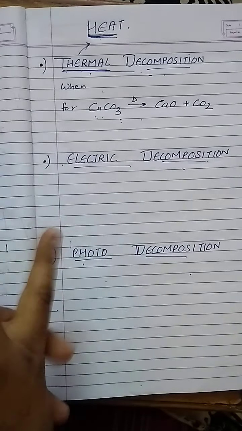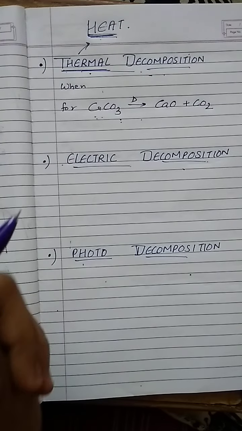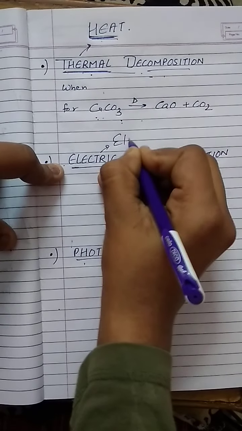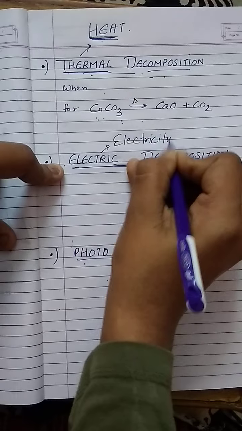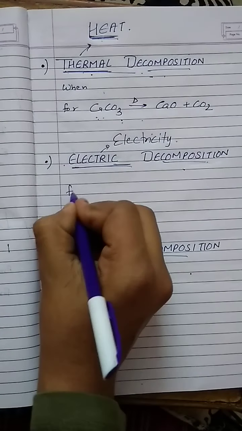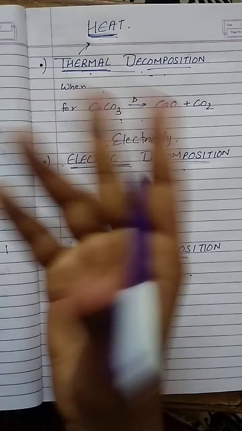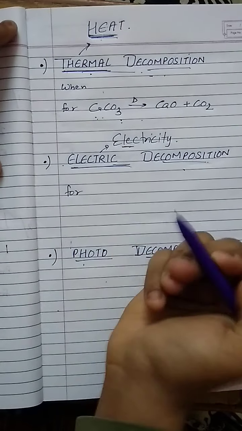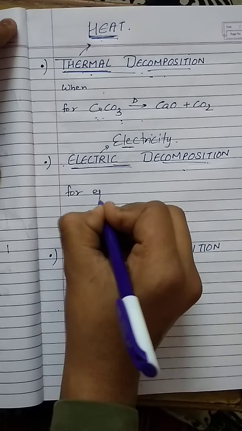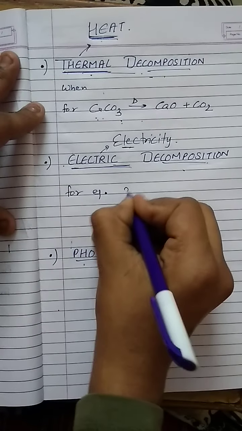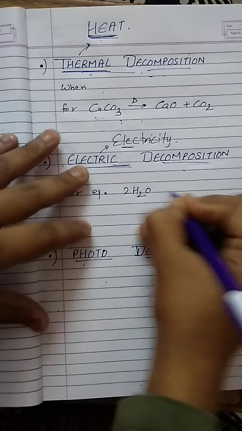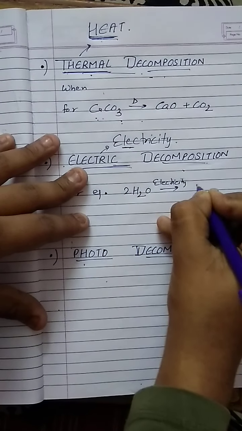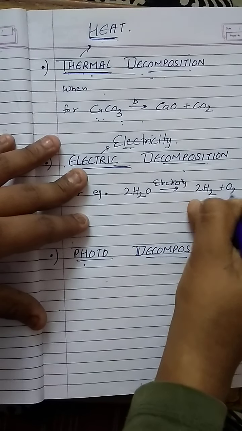The next subpart of decomposition reaction is electric decomposition reaction. Electric decomposition means electricity. So when one reactant is decomposed or broken down into multiple products by the effect of electricity, it is called electric decomposition reaction. For example, the same example: 2H2O breaks down in the presence of electricity into 2H2 plus O2.